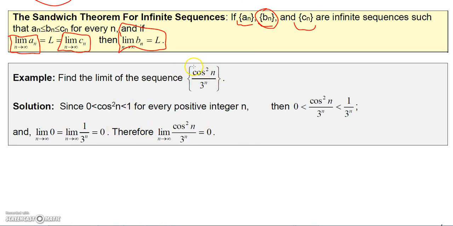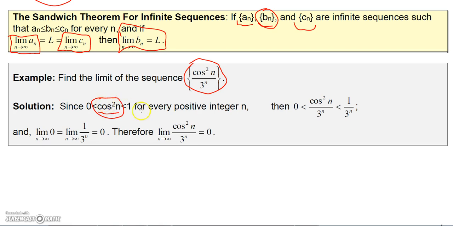Okay, so let's suppose you needed to find the limit of the sequence cosine squared n over 3 to the n, as n goes to infinity. Well, first of all, we know that cosine of a value lies between 0 and 1. So if you squared 0 or 1, you can't get a number bigger than 0 or 1. So basically, we know that the cosine squared of n lies between 0 and 1.